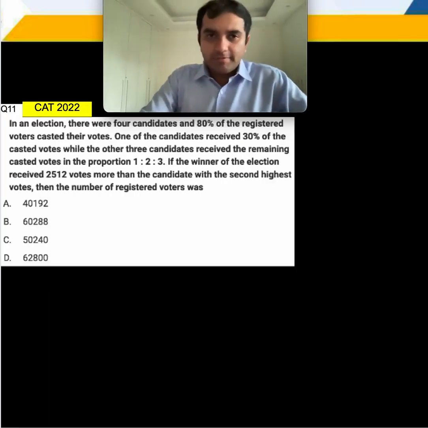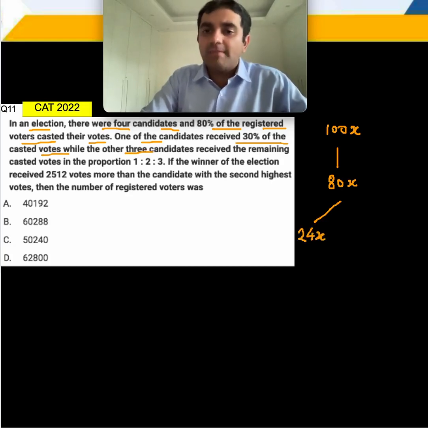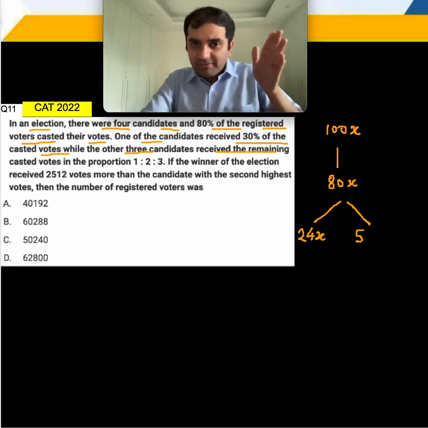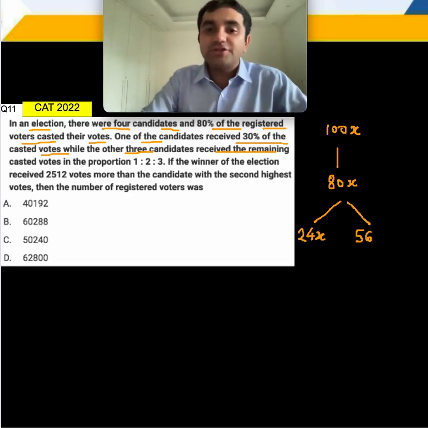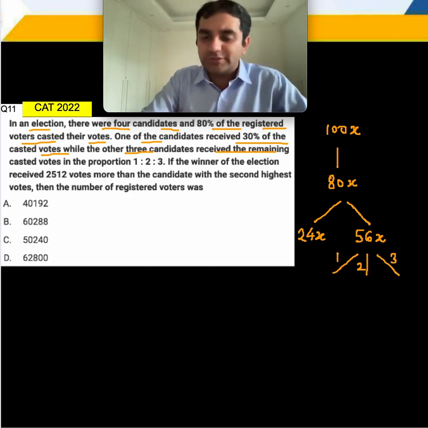This is a standard percentages question. There were 4 candidates, 80% cast their votes. So let's take total 100x, 80% means 80x. One of the candidates received 30% of the votes, 80x का 30%, 10% is 8x, 30% is 24x. बाकी बचा 56x. The other 3 candidates के बीच में votes divide करने in the ratio 1:2:3. 56x in the ratio 1:2:3.